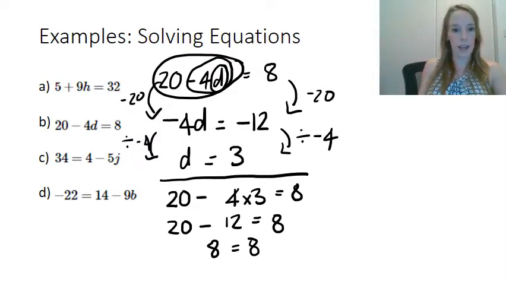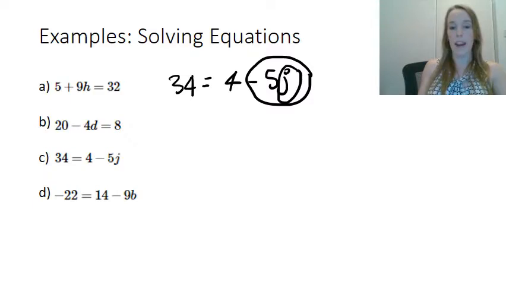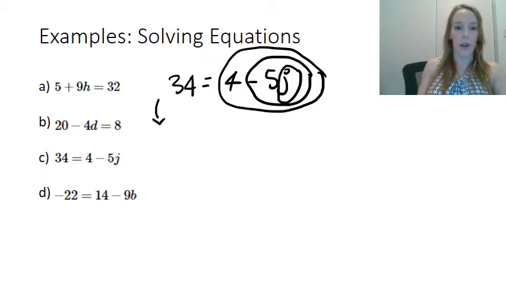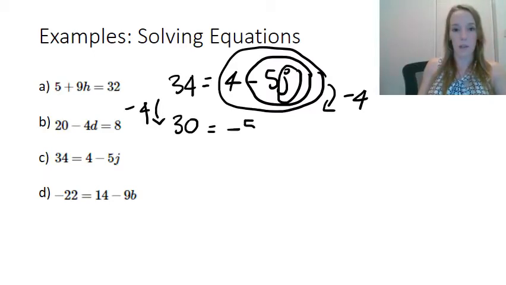Okay, we'll clear this one again. So now we've got 34 equals 4 take 5J. We want to find out J. What's happened to it? Well, it's been multiplied by negative 5, and then we've had 4 added. So what do we do first? We have to get rid of that positive 4 by taking 4. So remember, we're taking 4 because this 4 is positive. If it had negative 4 at the front, then we'd add 4, but it doesn't. It's a positive 4, so we have to do the opposite, which is take 4. So that will leave us with 30 equals negative 5J.